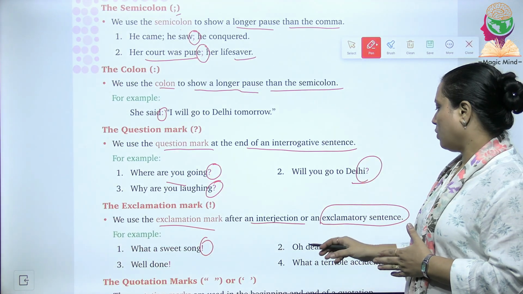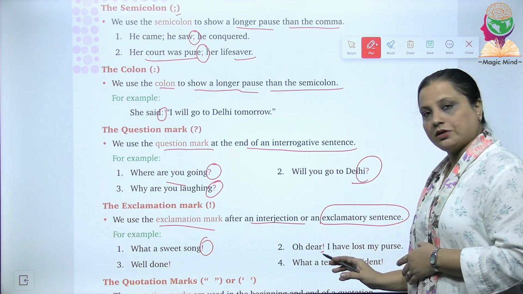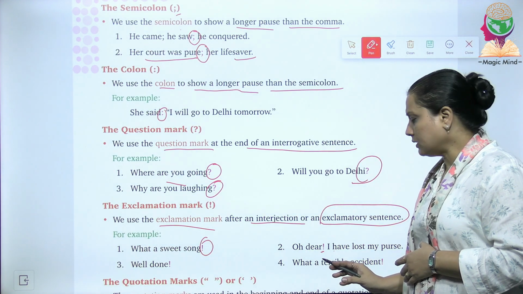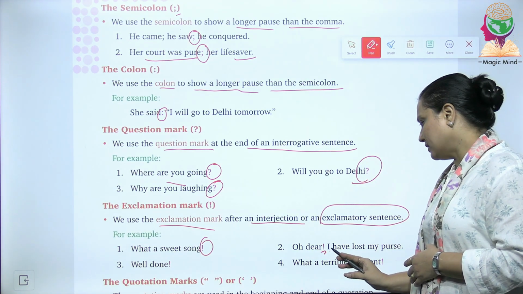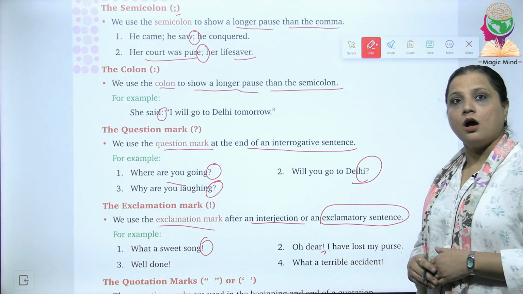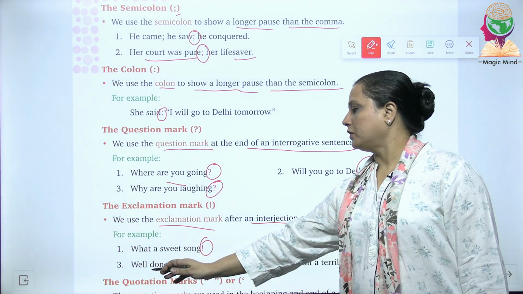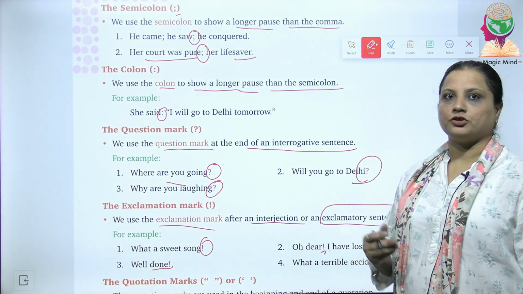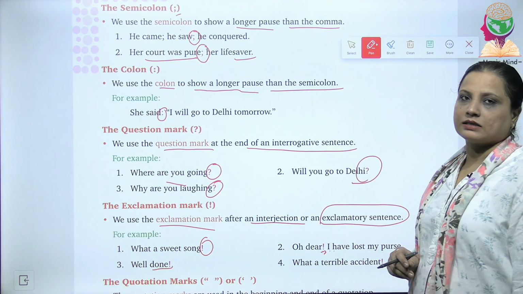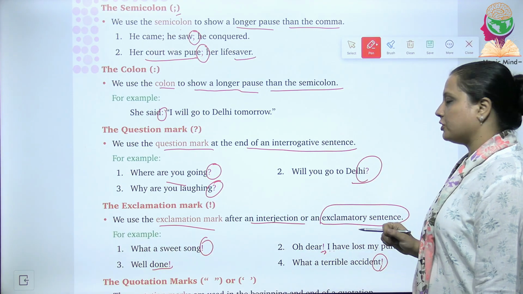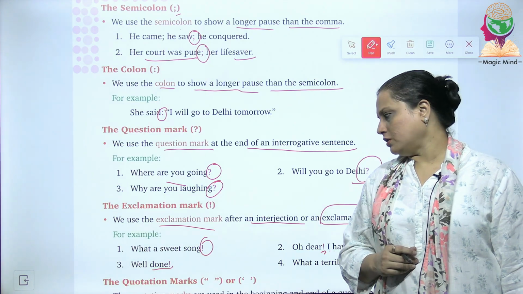Second one is, oh dear, I have lost my purse. So after oh dear, the words expressing our feelings, we have put an exclamation mark, whereas later on I have continued the sentence as I have lost my purse and a full stop. Then the third one is well done, and an exclamation mark over here. And the fourth one, the last one, what a terrible accident, and hence we have put an exclamation mark again. Then the next one is the quotation mark.